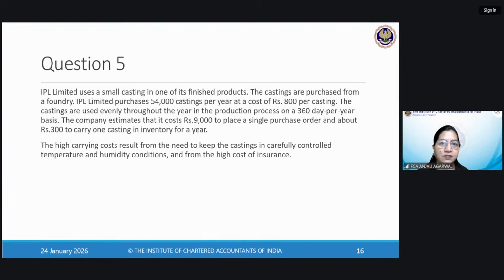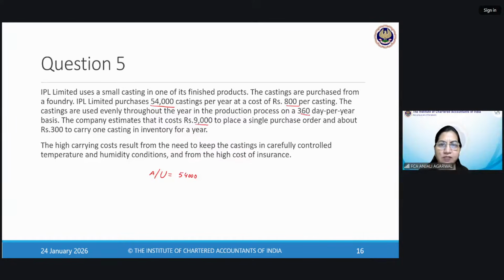IPL Limited uses a small casting in one of its finished products. They are purchased from a foundry. IPL Limited purchases 54,000 castings per year at a cost of 800 per casting. So annual usage is given as 54,000, and you have to take 360 days in a year.